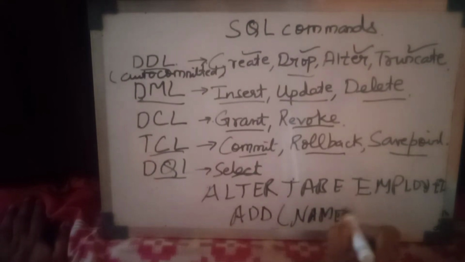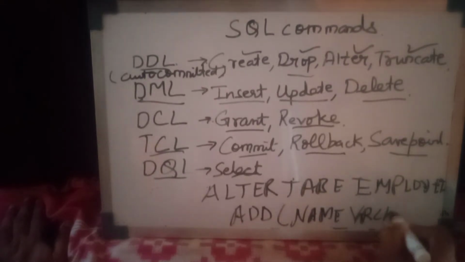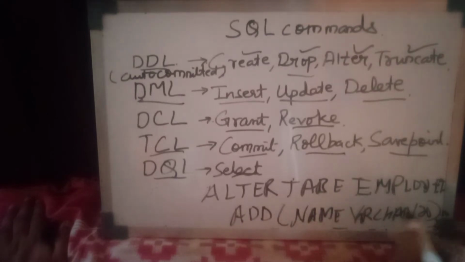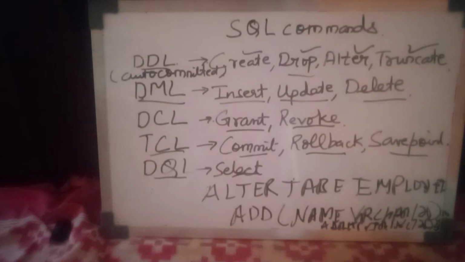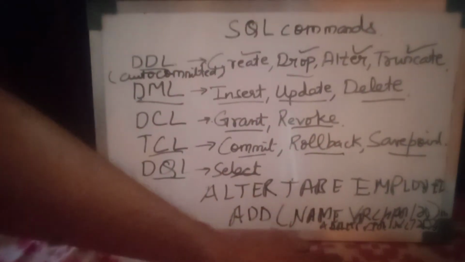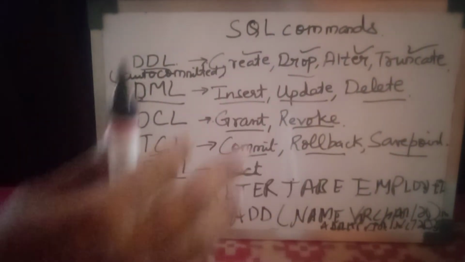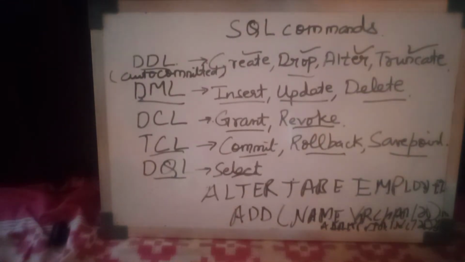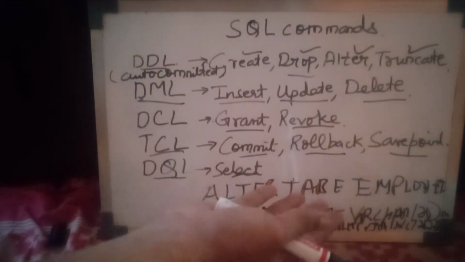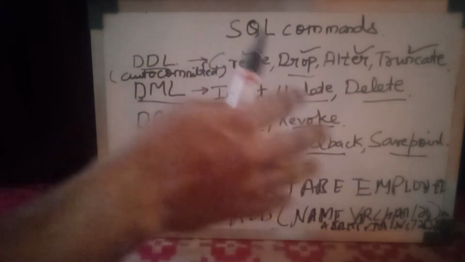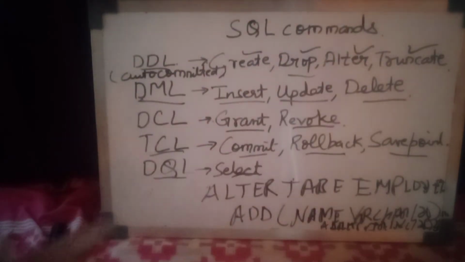So if you are adding particular columns: alter table employee add name varchar 20, address string 20, etc. Here the alter table command is altering the table employee and adding columns, that is name varchar 20 and address string 25, into the existing table. This is adding additional columns to the table, so you are altering the schema of a table.